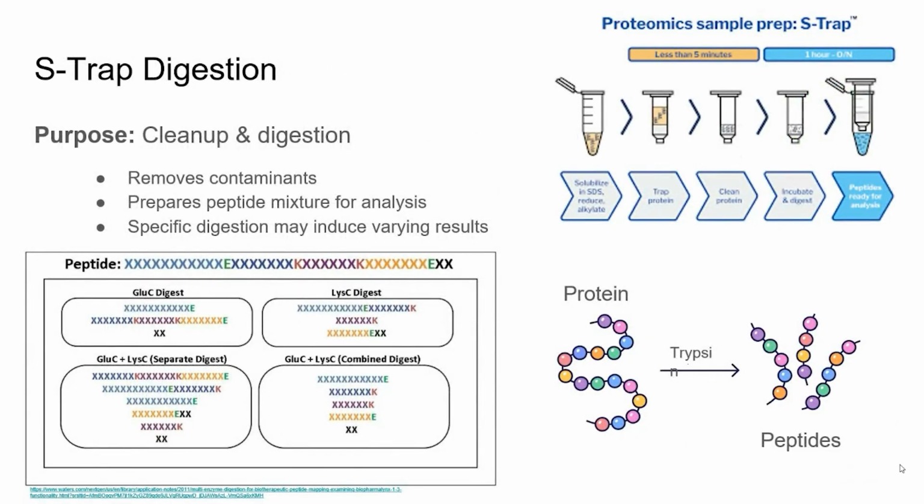Following this, S-trap digestion, which, as we all know, is for cleanup and breaking down the proteins into peptides. I really like this image right here. It illustrates how different digests can give different results based on if they're used in combination or by themselves. I specifically use trypsin or Glu-C for creating our peptides.